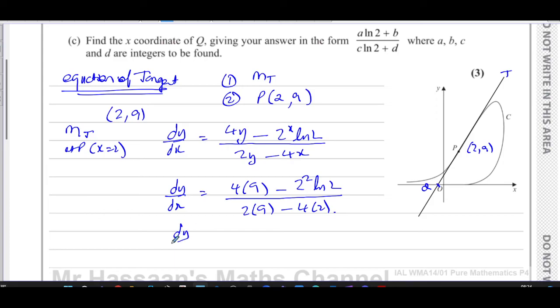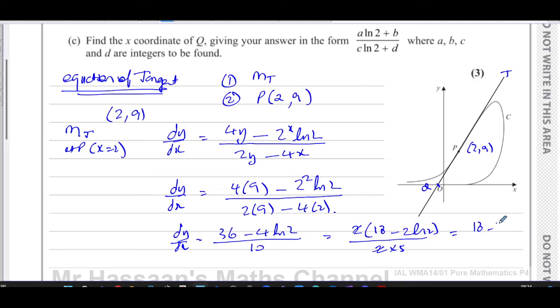So dy/dx is 4 nines, which is 36, minus 4 ln 2, over 18 minus 8, which is 10. If we simplify this, 2 can be taken out: 2 times 18 minus 2 ln 2, over 2 times 5. They cancel out, so we're left with 18 minus 2 ln 2 over 5. That's the exact form of the gradient.